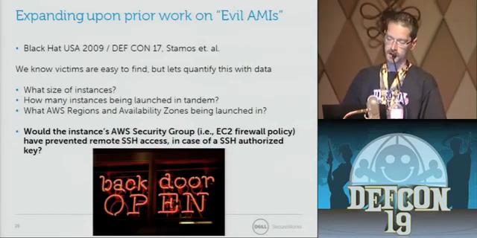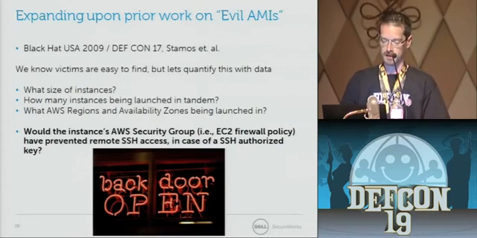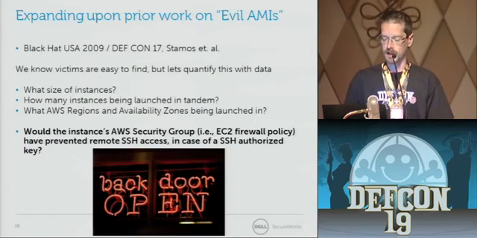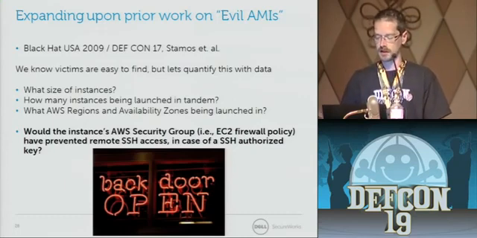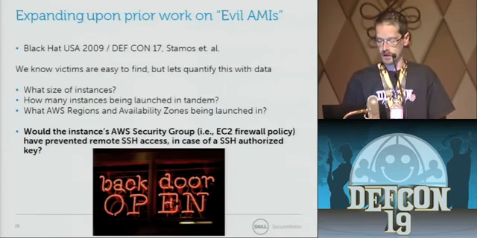So we undertook a project to try and gather some data surrounding this. How easy is it to find victims? What kind of instances are they running it on? What regions are most popular? And most importantly, would their security groups, which are similar to a firewall policy for an EC2 instance, be configured sanely? Don't allow the world to connect to your SSH ports, for example, which would be effective at being somewhat of a hedge against an AMI that has a Trojan SSH daemon or a pre-existing authorized key.